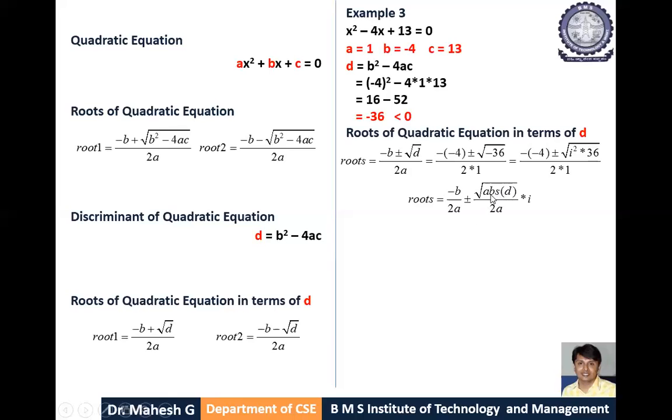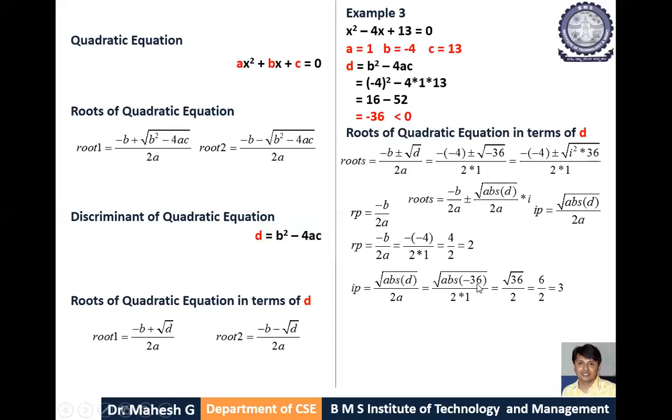Here the roots obtained are basically complex and imaginary. The real part is given by minus b by 2a. This is the real part, and the imaginary part is given by square root of absolute value of d divided by 2a. Now after substituting the values of a, b, and d, we can compute the real part as 2 and the imaginary part is 3. Once we know the real part and the imaginary part, we can get the roots of the equation.